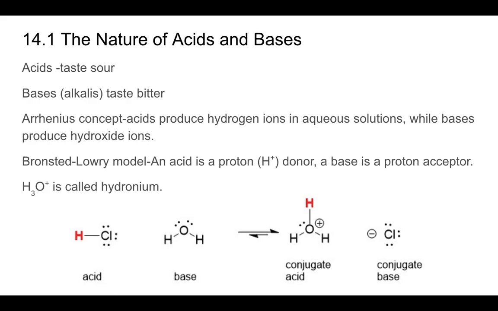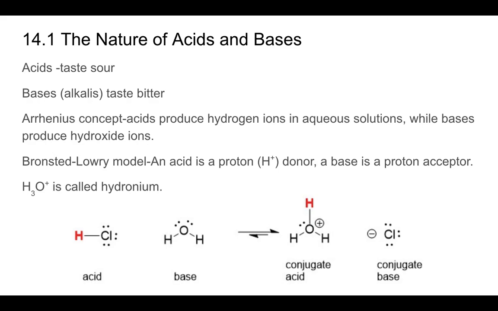You make the conjugate base of an acid by taking H plus off the acid. So in this particular example, the HCl acid has a conjugate base Cl minus. The water, which is a base, has a conjugate acid H3O plus. Or we could say that HCl and Cl minus are a conjugate acid-base pair, or water and hydronium are a conjugate base and acid pair.